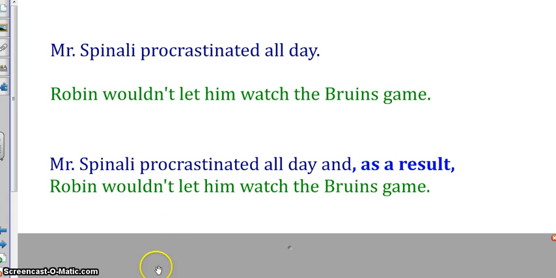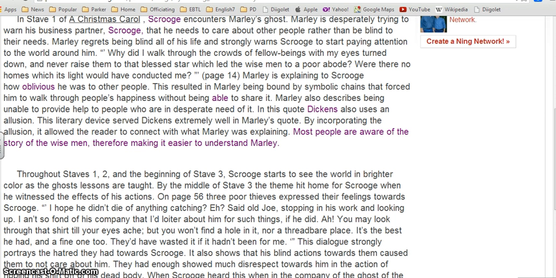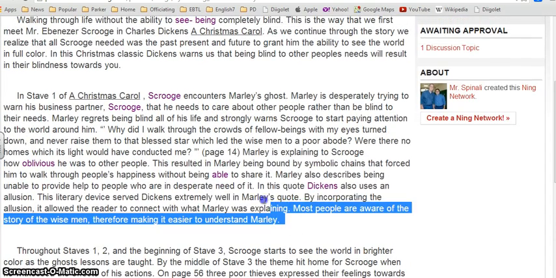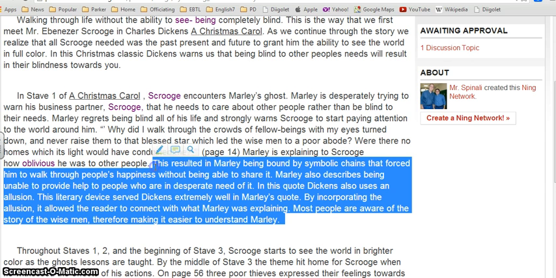So, I wanted to show you one example of somebody in the class who I think has done a really nice job of using transitions, and that's Lucy. I wanted to draw your attention to Lucy's middle paragraph right about here. Right after she talks about Marley discussing why his eyes were turned down instead of looking up to find someone to help, the part that I've highlighted is: this resulted in Marley being bound by symbolic chains that forced him to walk through people's happiness without being able to share it. Marley also described being unable to provide help to people who are in desperate need of it.